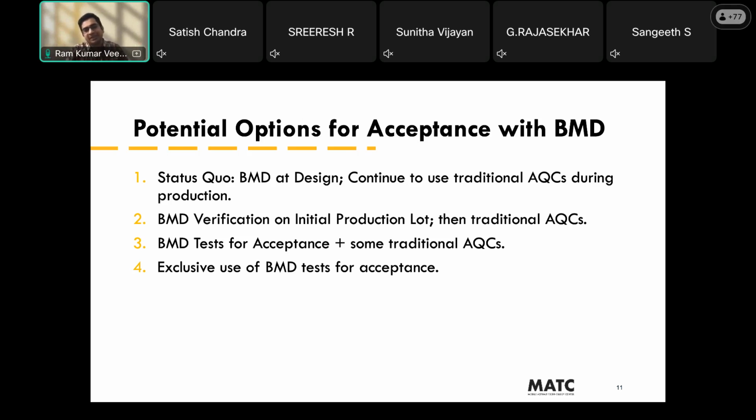So the key takeaway from these options is that BMD is not a one-size-fits-all approach. Based on your project needs, different projects and different mixes may require different acceptance strategies based on specific needs and conditions. So these options provide flexibility for agencies to adopt BMD in a manner that best suits their operational needs.